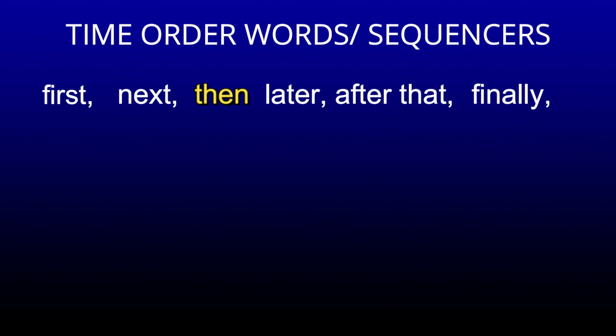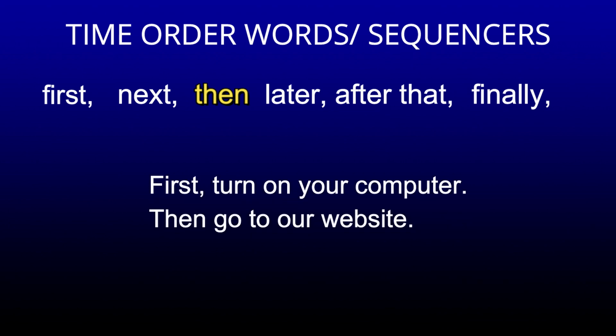So I have here examples of how we're going to use time order words in writing a process. We have here: first, turn on your computer. What you observe is that after the time order word first, we put a comma, then there's the instruction, turn on your computer. Next, we have: then go to our website. Here the time order word is then, but there is no comma because that's a rule. So as you can see in these two sentences, this is a very good example of describing a process: first, turn on your computer, then go to our website. That is how we describe a process.